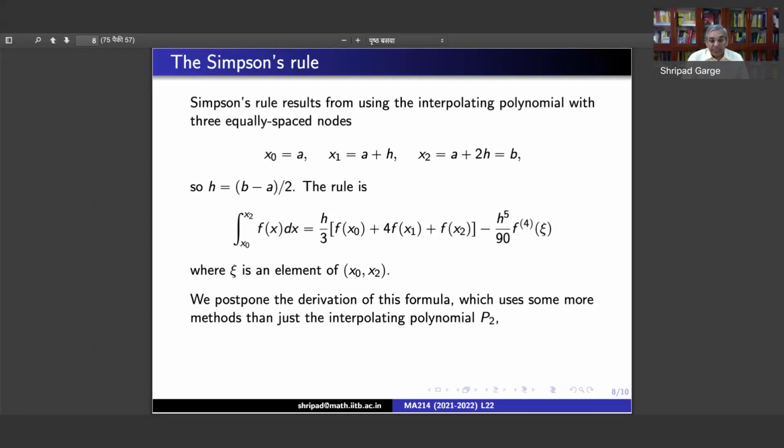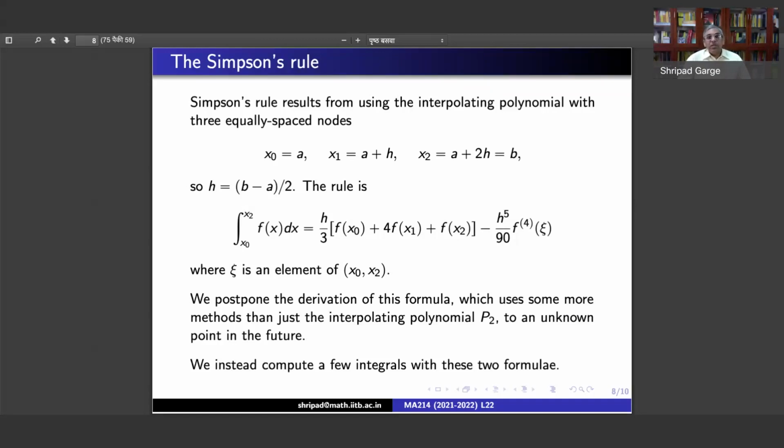All right, so this derivation, which I have just very briefly told you, will be taken up sometime later, perhaps in the future, but we will not do it now. Instead, we choose to compute some integrals. Ultimately, we should be able to apply these formulae and compute the integrals. So we will compute a few integrals with these two formulae, the trapezoidal rule and the Simpson's rule.